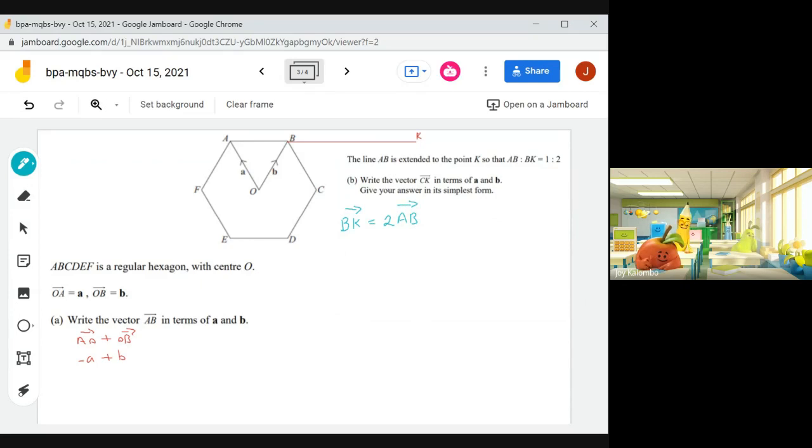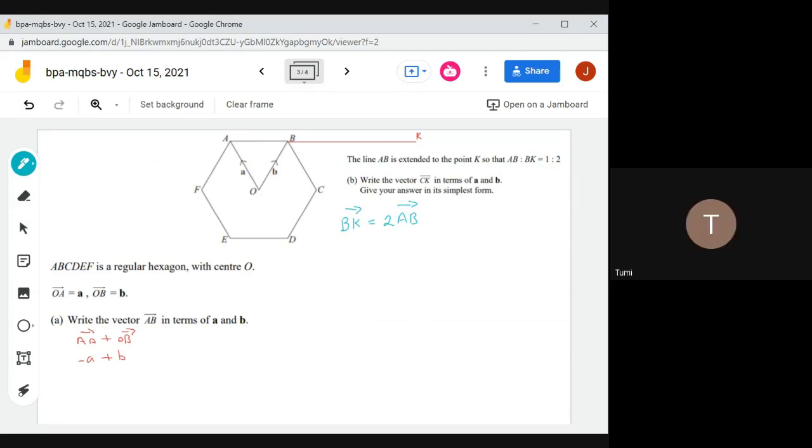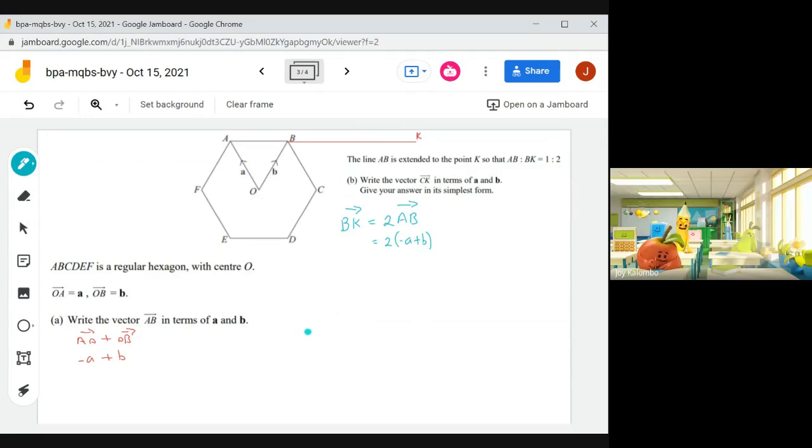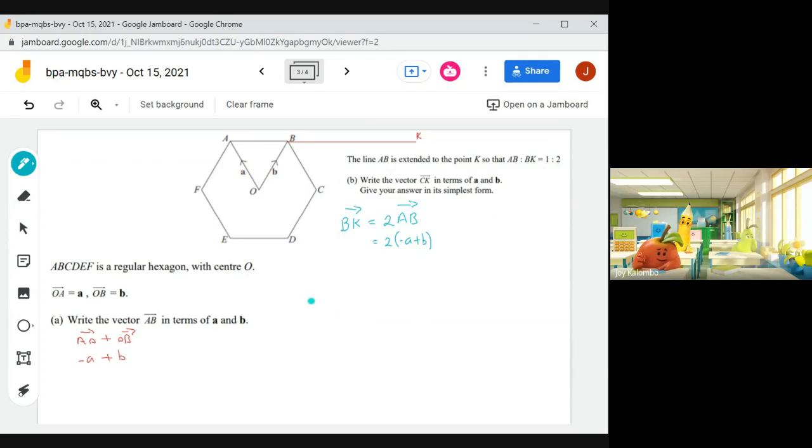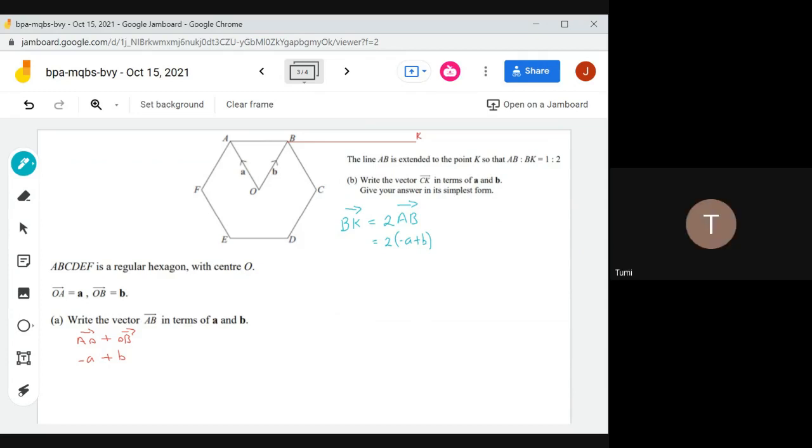Okay, so then what does that mean? Oh, so it'll be 2 brackets minus A plus B. Perfect. And why is that useful? Why is it useful that we know what BK is? Wait, pardon, what's the question? Why is it useful that we know BK? What can we do next? Oh, we can find C to K by adding C to B.